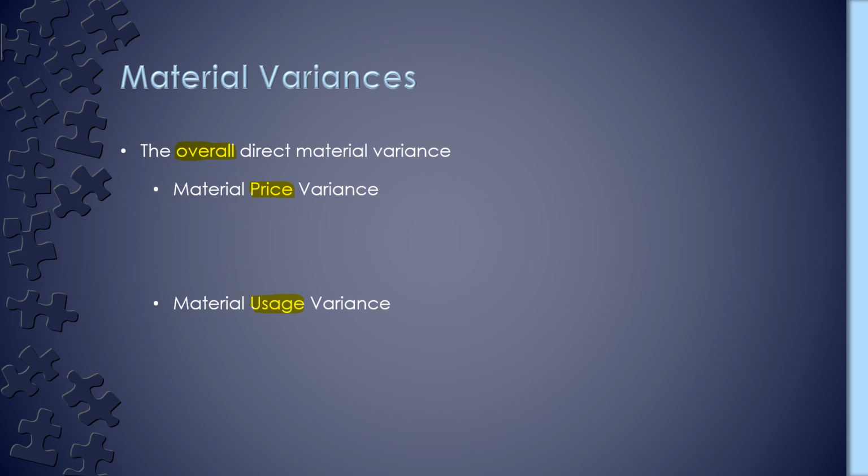So a material price variance then. This is all about what you pay for the material. So this is all going to be about your pounds per kilo or per litre, depending on what measurement it is that you're using. And then this is going to be your kilo per unit for your usage. So your material price variance is all about what you pay for the material, and your material usage variance is how much you are using in production.